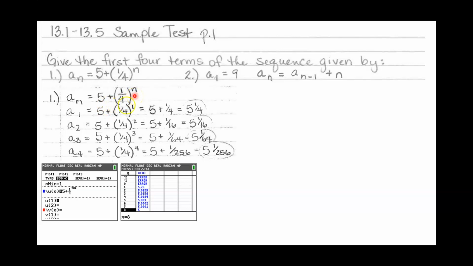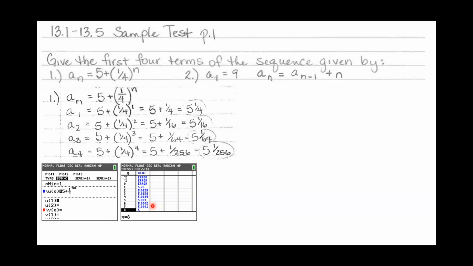Now, another way that we could do that is we could put our 5 plus 1/4 to the n in y equals. We have previously set our calculator in sequence mode, so we hit our mode button and just switched it from function to sequence. And then we went to y equals and put in our equation 5 plus 1/4 to the n. And then we could go to our table and you can see those values right here. So that's another way that we could do that if we wanted to.